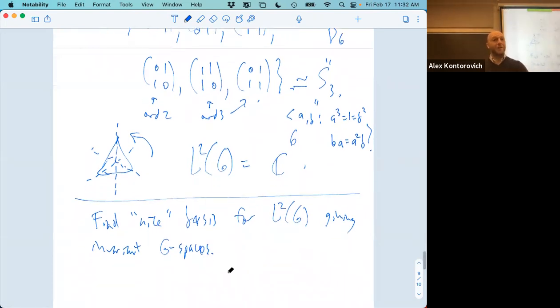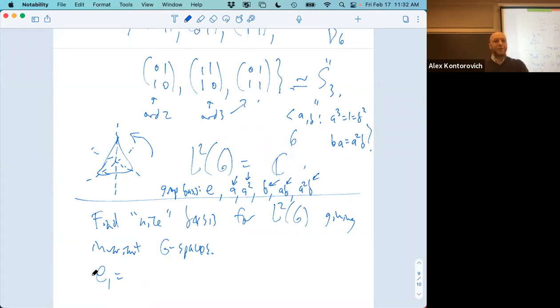Okay, so you gave us one already. Let's see. So the obvious basis is the group basis: E, A, A squared, B, AB, and A squared B. Who has order 3? There are 2 elements of order 3, these guys. And there are 3 elements of order 2, so these guys all have order 2.